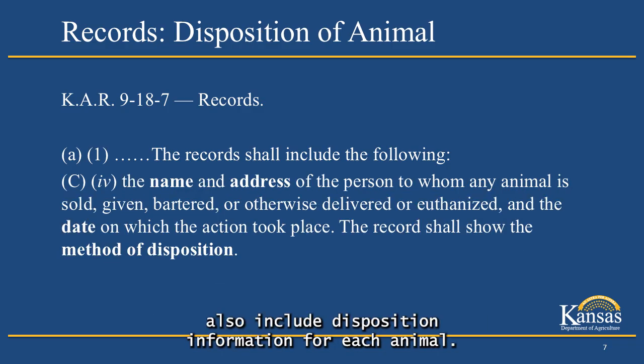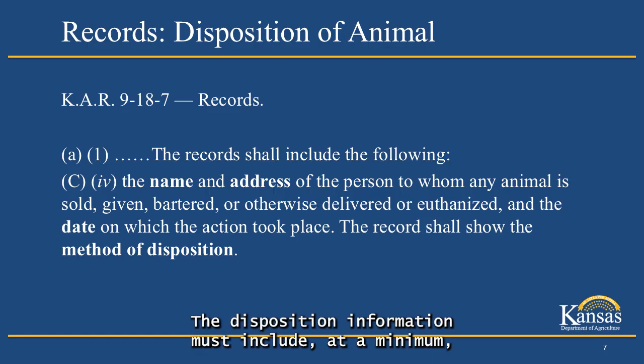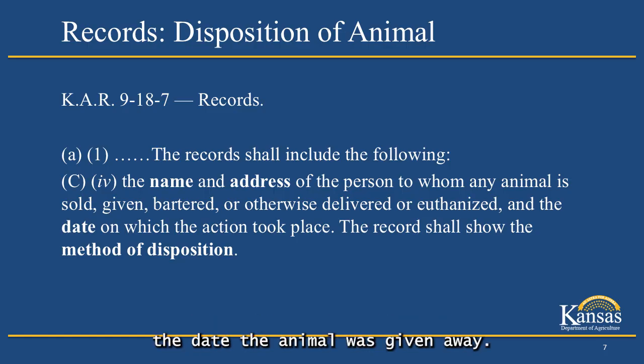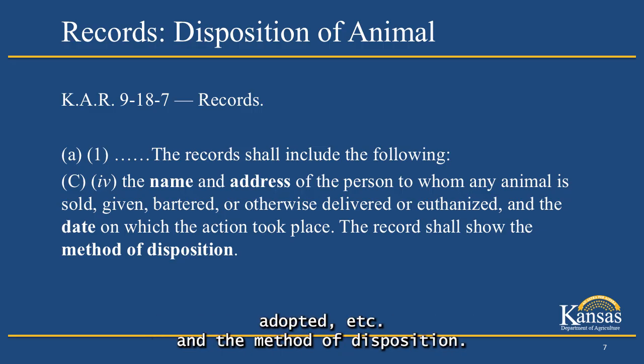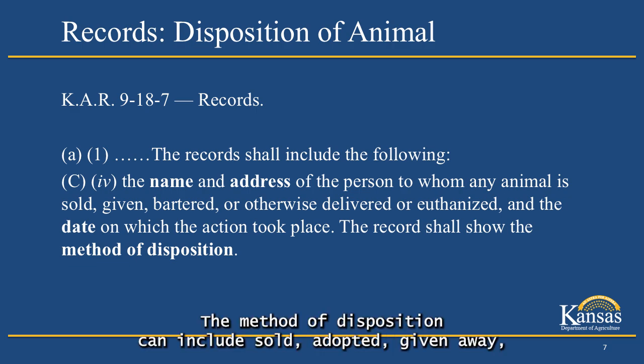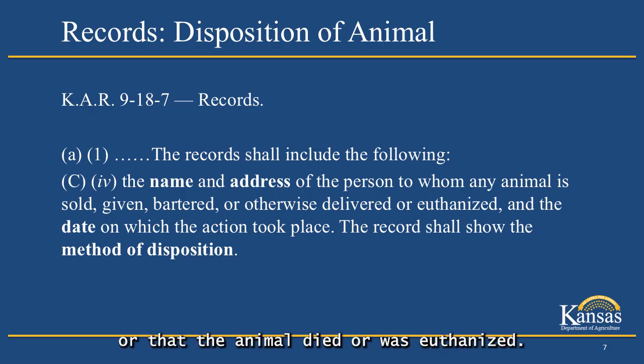The records must also include disposition information for each animal. The disposition information must include, at a minimum, the date the animal was given away, sold, adopted, etc., the name and address of the person to whom the animal was given, sold, adopted, etc., and the method of disposition. The method of disposition can include sold, adopted, given away, or that the animal died or was euthanized.